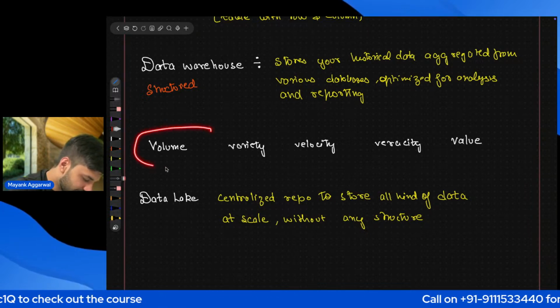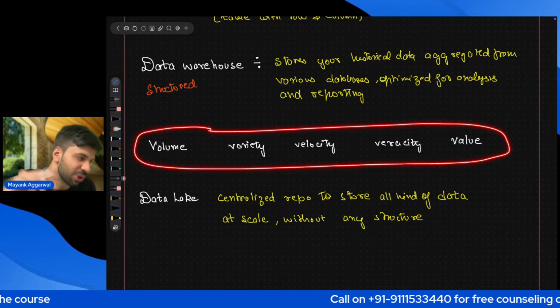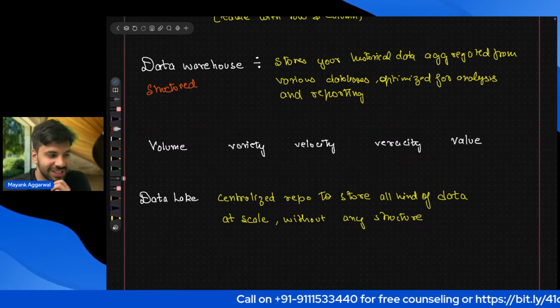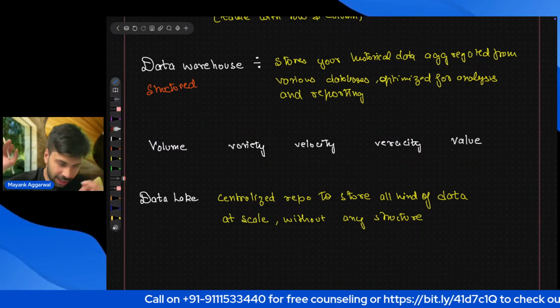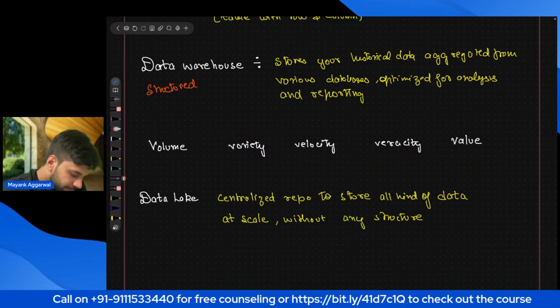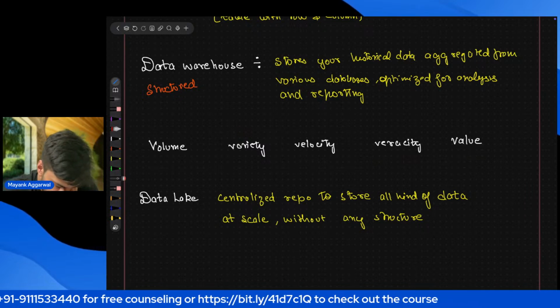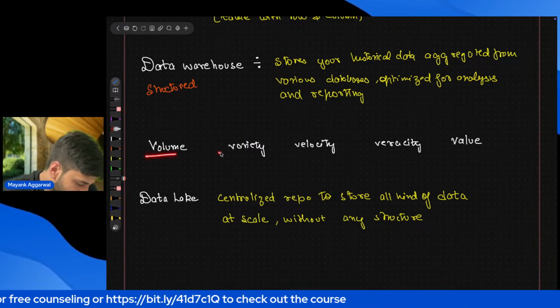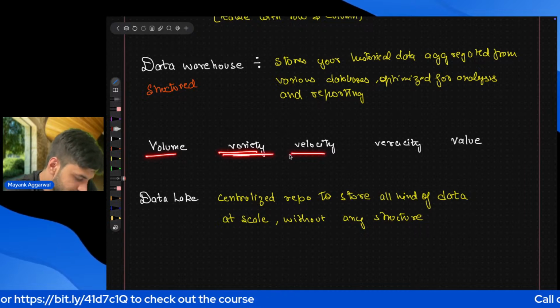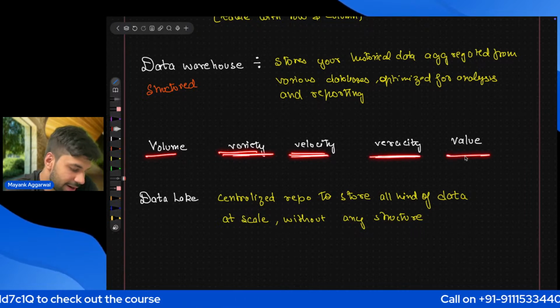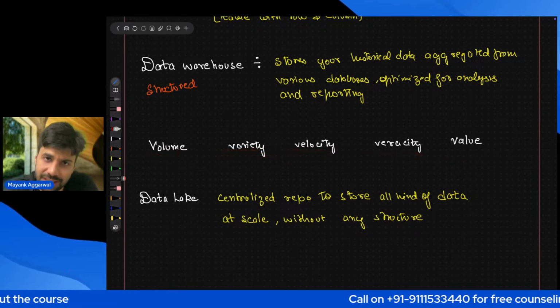So the 5 V's I talked about, you can also learn from my video. There I have explained in complete depth. Those were the 5 V's where I told about volume, velocity, variety, veracity, and value. So these are majorly the 5 V's, everyone.